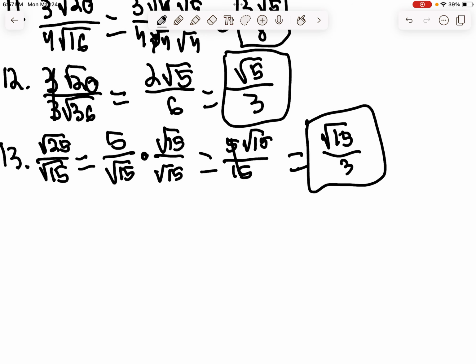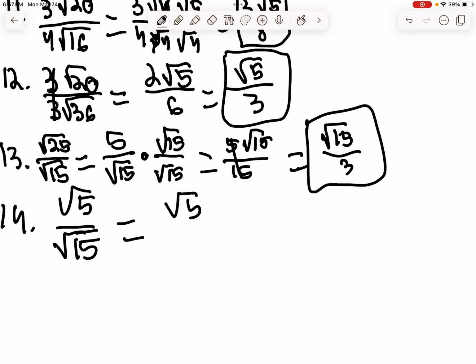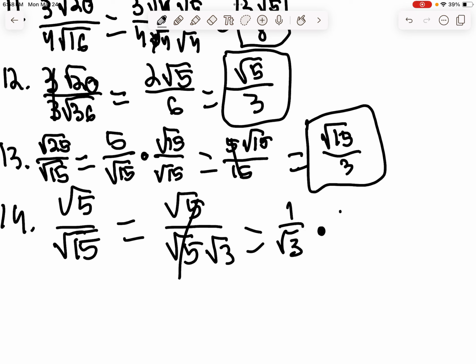Number 14 is the square root of 5 over the square root of 15. This can be rewritten as square root of 5 over the square root of 5 times 3. This cancels, so you get 1 over the square root of 3. Multiply the numerator and denominator, and as you can see, you get the square root of 3 over 3. Cool.